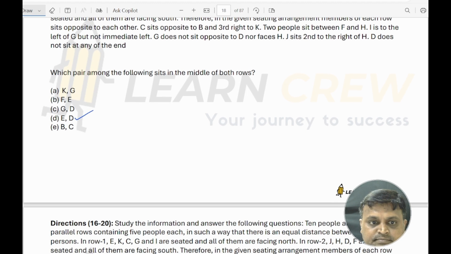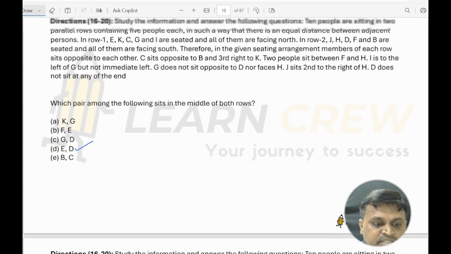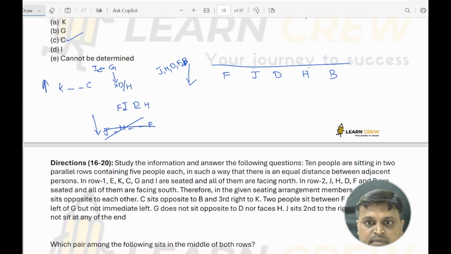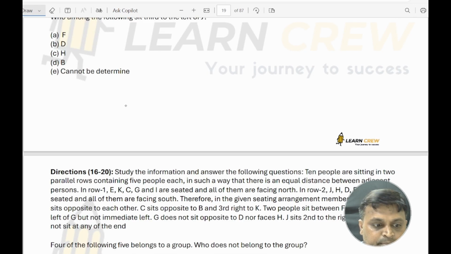Then, who among the following sits third to the left of J? Third to the left of J: first left, second left, third, it is B. So it is B. Next.